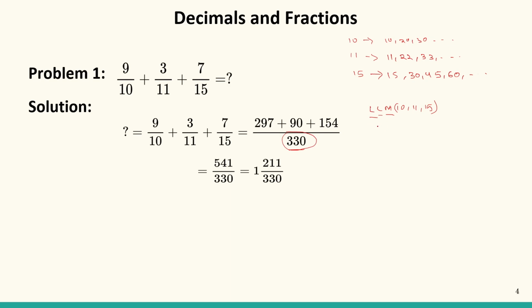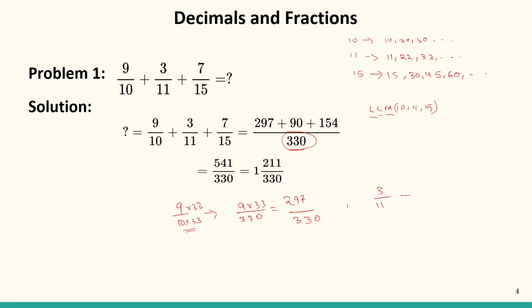You can extend it further and see that 330 is actually the lowest common multiple of 10, 11 and 15. Next, 9 by 10 was there, so we need to convert it to a fraction with denominator 330. You do it by multiplying by 33, and since you multiply 33 in the denominator, you multiply the same in the numerator. So 9 into 33 becomes 297 by 330.